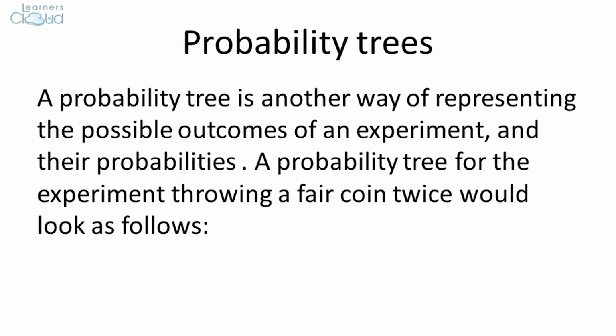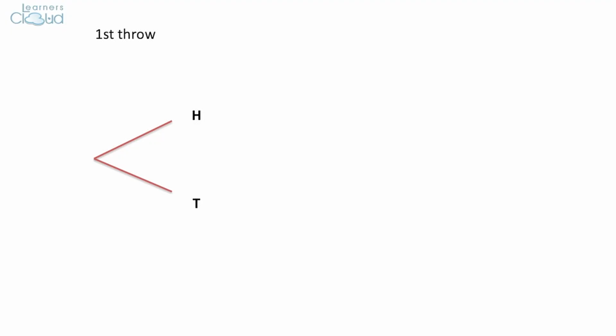A probability tree is another way of representing the possible outcomes and probabilities of an experiment. A probability tree for the experiment throwing a fair coin twice would look as follows. On our first throw, there are two possible outcomes, heads and tails. On our second throw, for each one of those outcomes from the first throw, there are another two possible options, again, heads or tails.